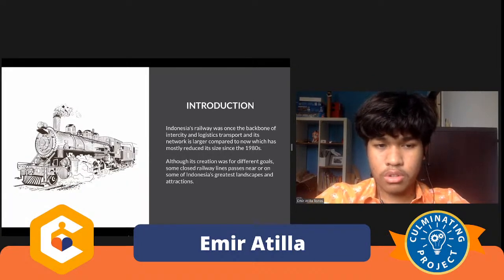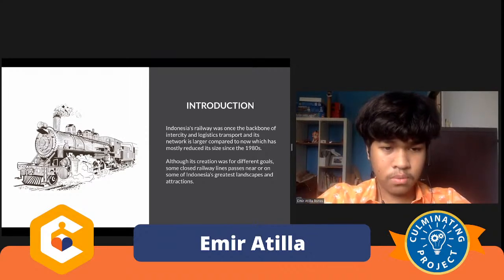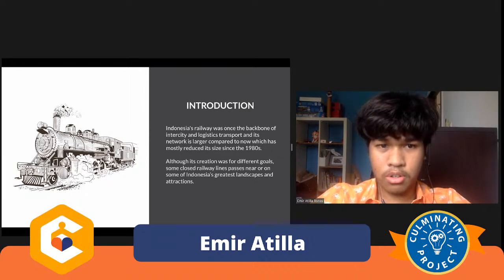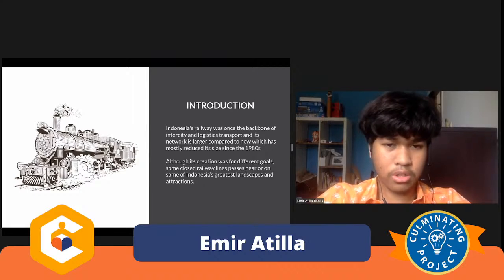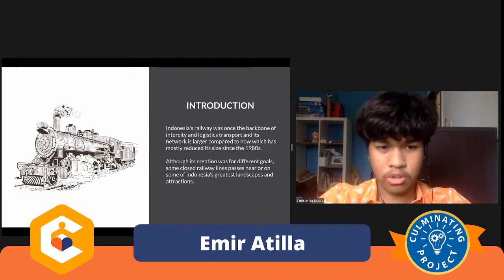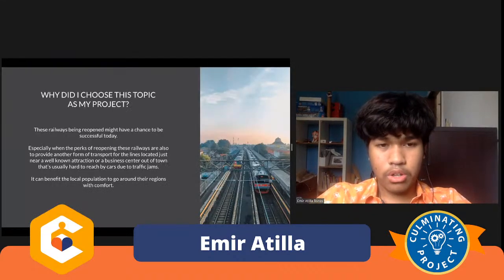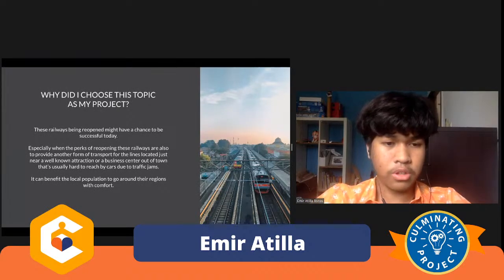A bit of an introduction. Indonesia's railway was once the backbone of intercity and logistics transports, and its network is larger compared to now, which has mostly reduced its size since the 1980s. Although its creation was for different goals, some closed railway lines pass near or on some of Indonesia's greatest landscapes and attractions. Even so, this doesn't save them from issues such as financial issues and the arrival of cars and the development of roads, which make traveling by cars easier, which is one of the reasons why they are closed. So, why did I choose this as my topic for CP?